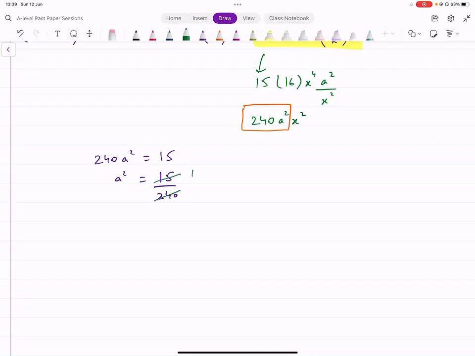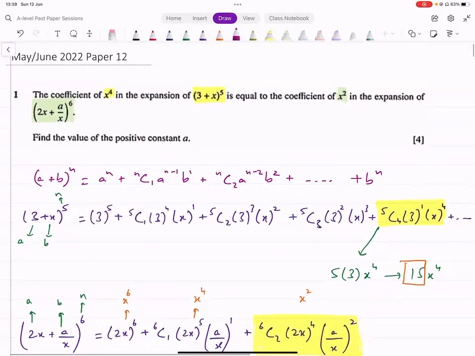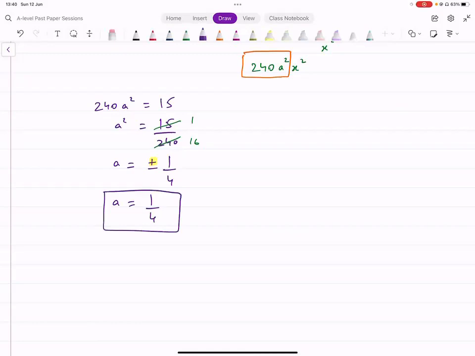You can do this cancellation here if you want. 1 over 16, take the square root of that. You get a equals plus minus 1 over 4. Remember, whenever you take a square root, you have plus minus, but let's have a look at the question. Yeah, so it says a is supposed to be a positive constant. So that tells you you only have to consider the positive value here, and the value of a therefore turns out to be 1 over 4. So that's your answer to the first question. All right, let's move on to the next one.